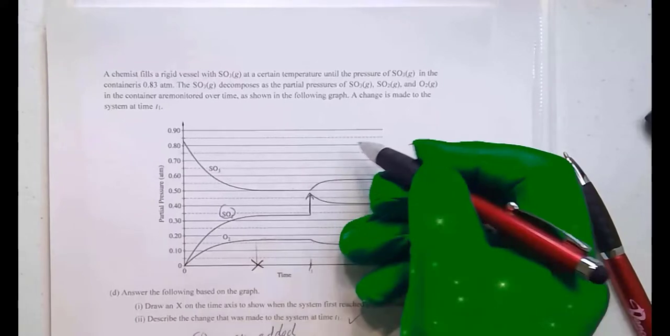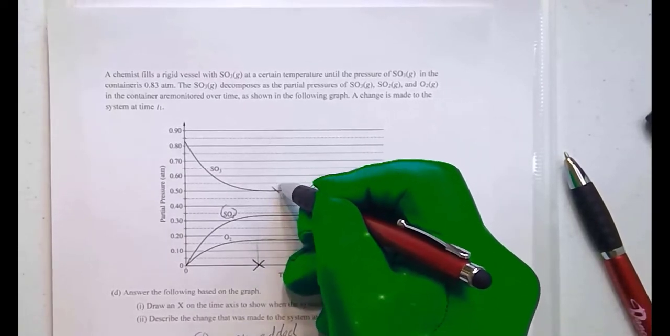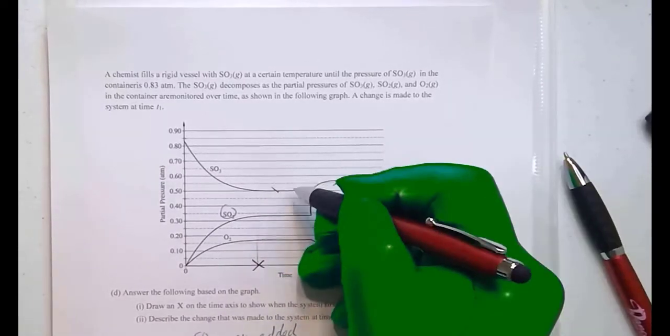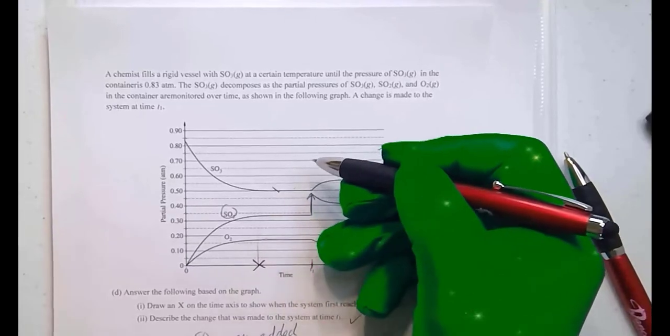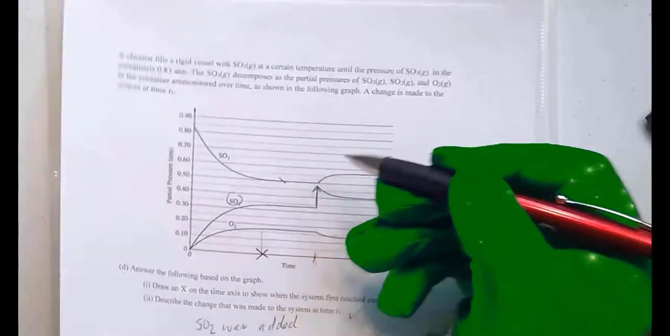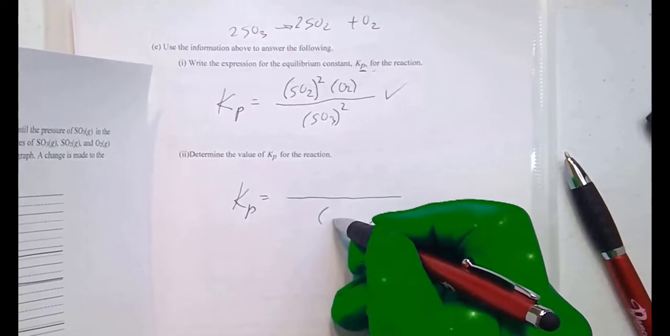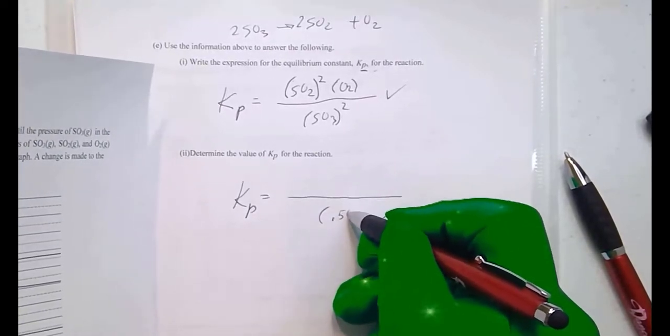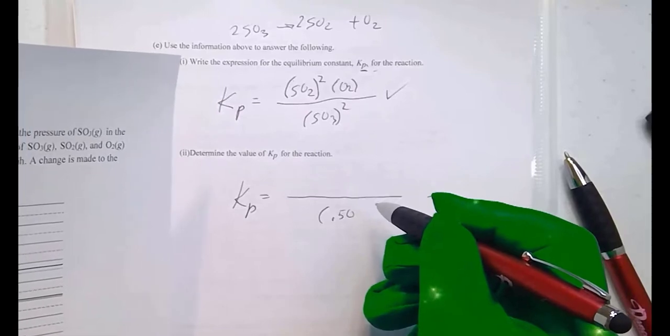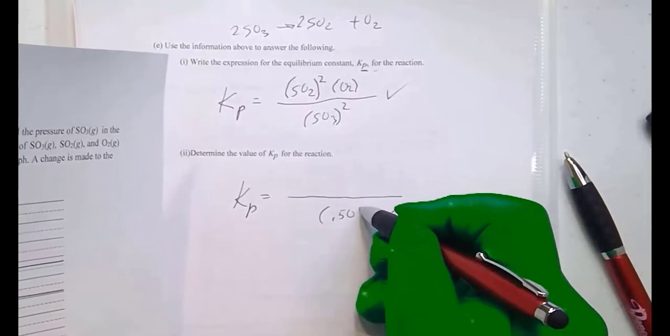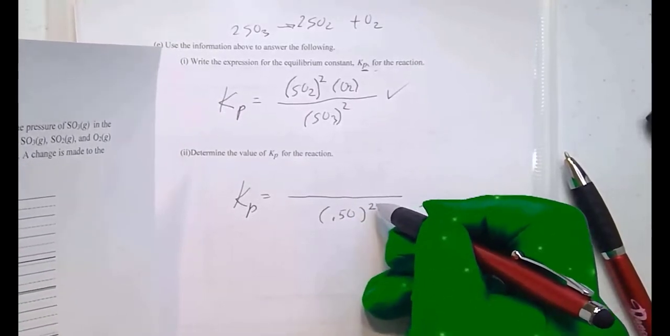Let me use this one right here. This one has a nice 0.5 for the SO3. So I see my SO3 is going to be, well, that's my reactant. SO3 is going to be 0.50. And I'm double checking. Yep, that's SO3 squared.